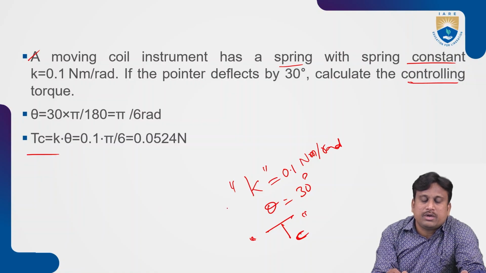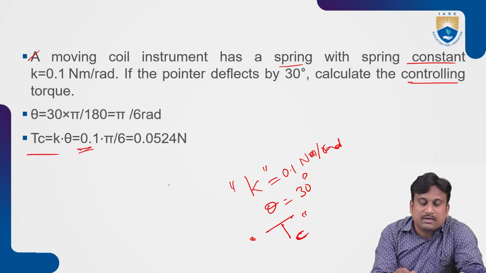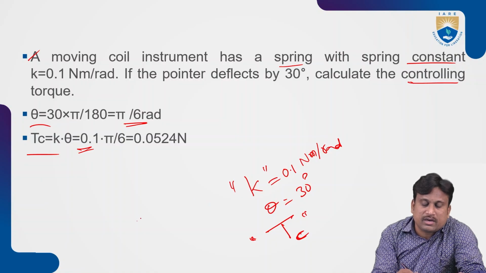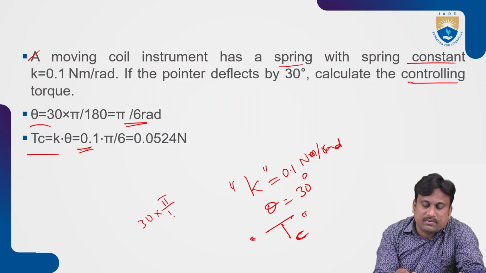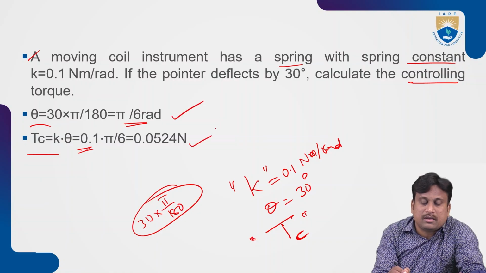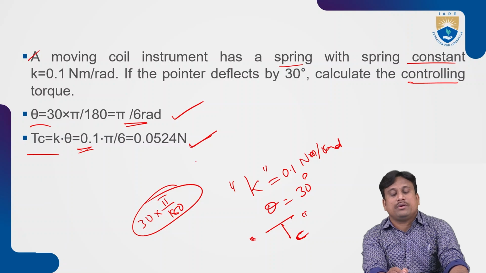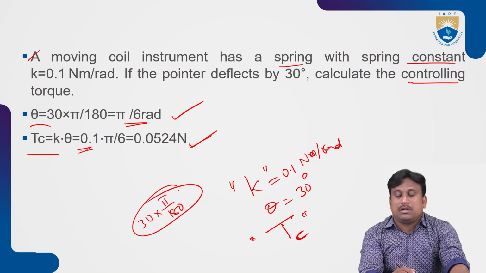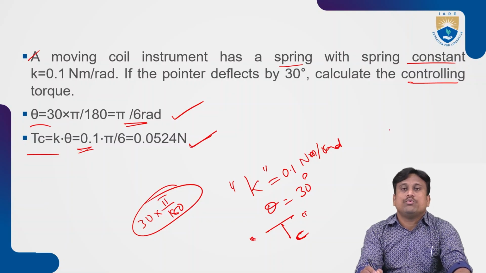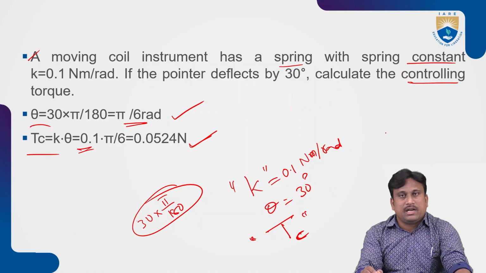Controlling torque is K into theta, where K value is 0.1 and theta is pi by 6 radians. When 30 degrees is converted to radians, we treat it as 30 into pi by 180, which gives pi by 6 radians. The controlling torque is K into theta, where K is 0.1 and theta is pi by 6. This gives about 0.0524 Newton meters.